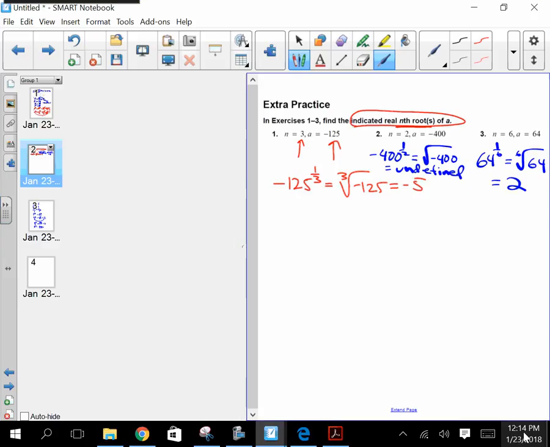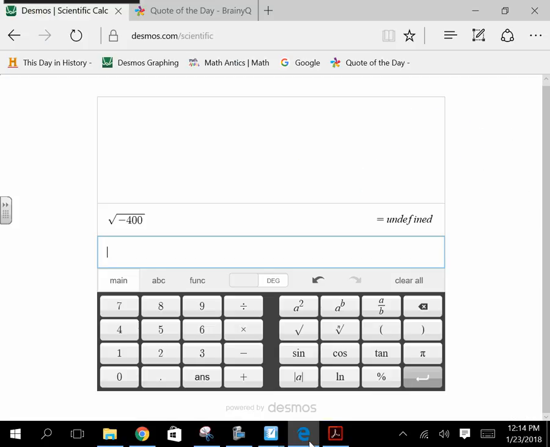The 6th root of 64. So let me clear mine. So the n is 6. Radicand is 64. And we hit enter. So it becomes 2. It really is not that hard, huh? Tomorrow we're going to get into a little higher level.